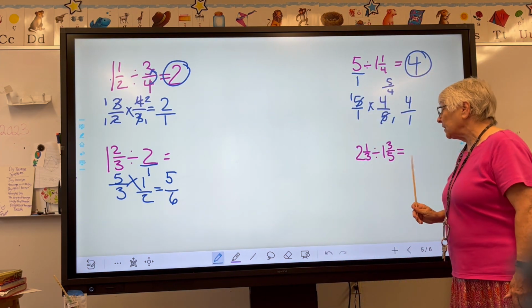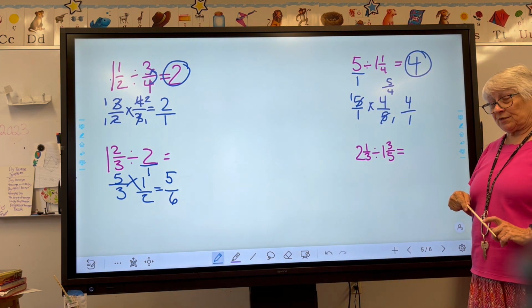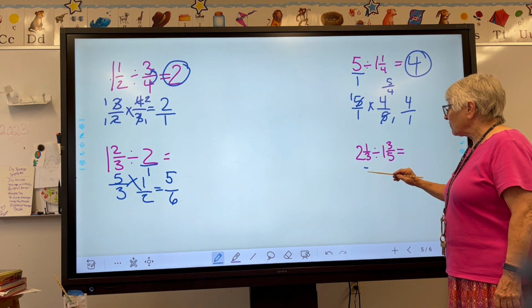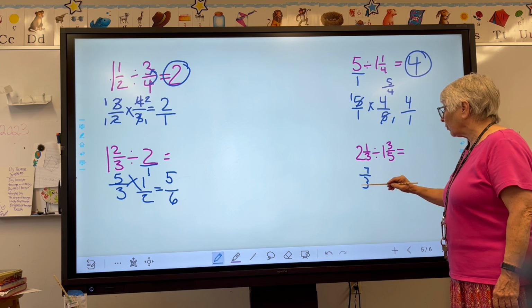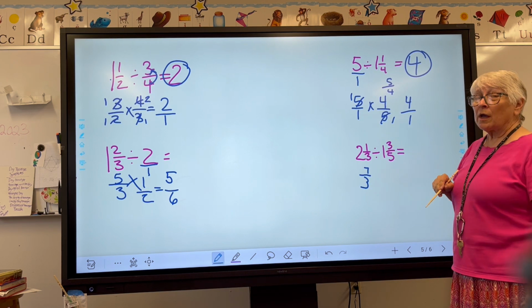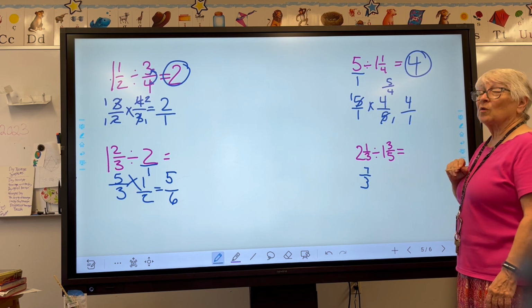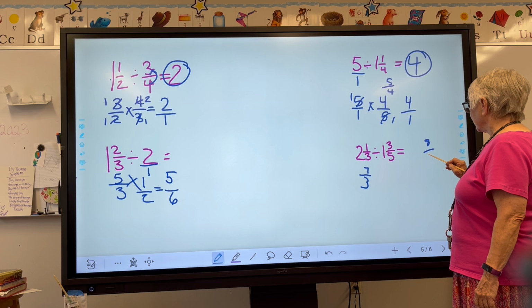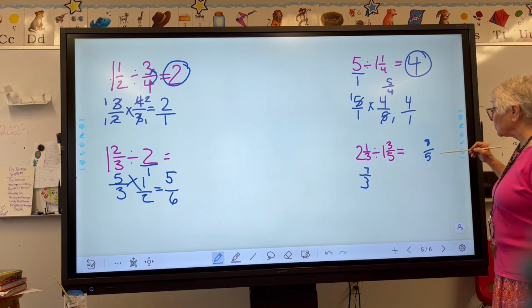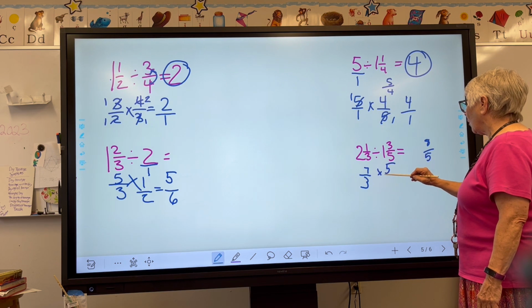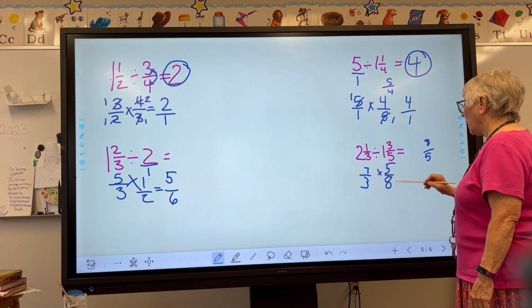Let's see what happens here. We have 2 mixed numbers. 3 times 2 is 6 and 1 is 7 over 3. 3 times 1 is 3. Oh, that's not right, is it? 5 times 1 is 5, plus that 3 is 8 over 5. And we have to use the inverse. So that's times 5 over 8.